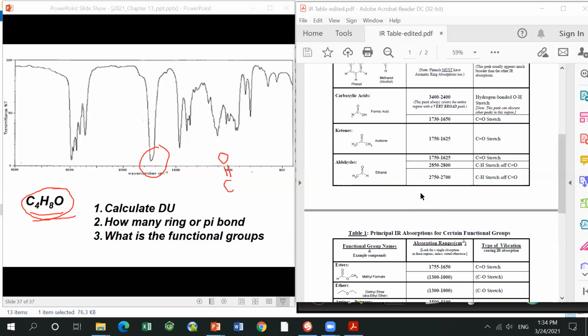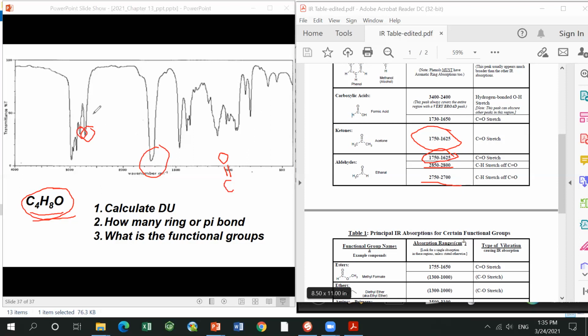Both ketone and aldehyde show a carbonyl absorption, and they are pretty similar, so this peak cannot distinguish them. But the aldehyde has two special peaks we just learned, for the CH stretching of the aldehyde group: one around 2850 and another around 2750. So you look here, and these are the two peaks.